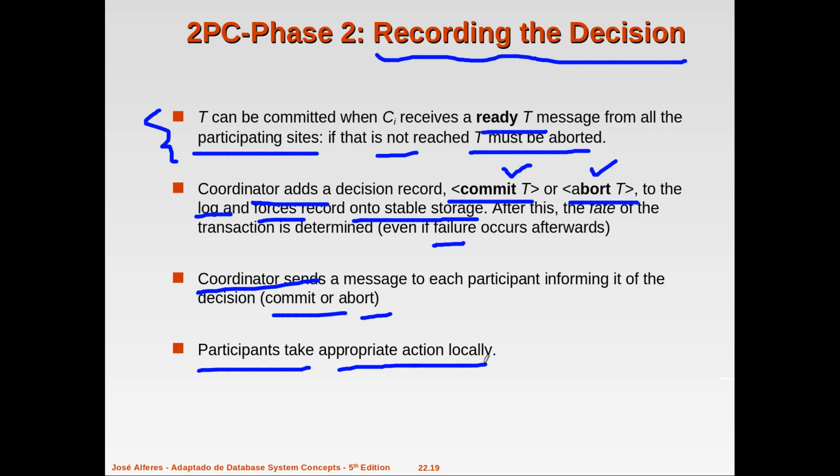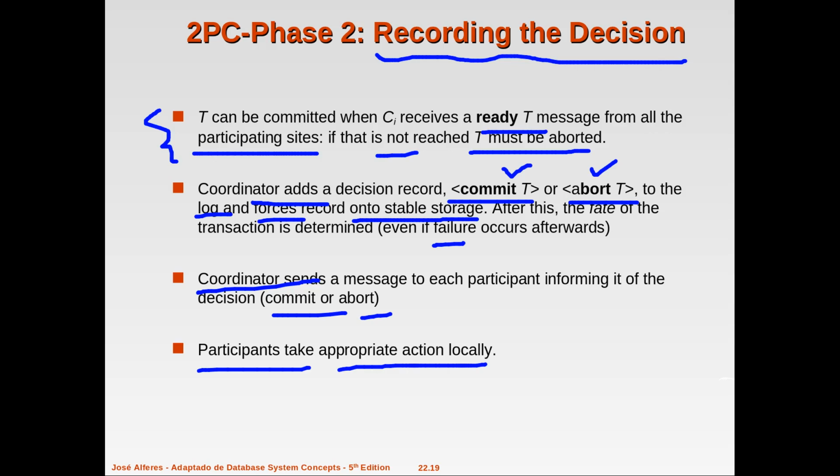Understand? So the coordinator, before completing the transaction, sends a message prepare T to all the sites. Then each site will check. If it is not ready, it will send abort T. If it is ready to commit, it will send ready T. Now if the coordinator receives a ready T message from all the sites, it can commit. It will store the commit locally, then send the message commit to all the sites. Then the local sites can do the final commit.